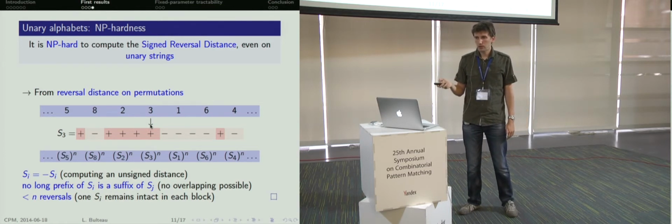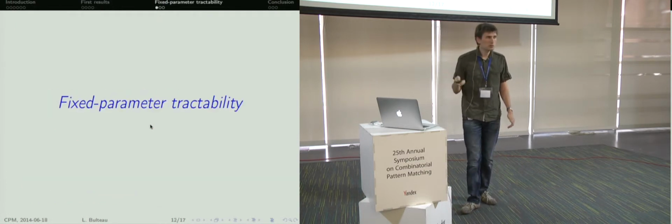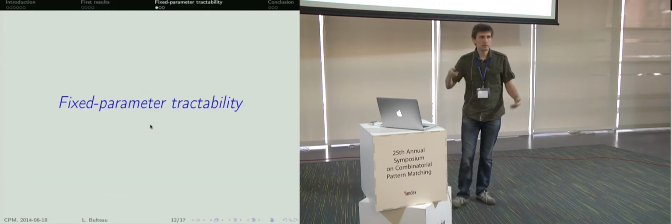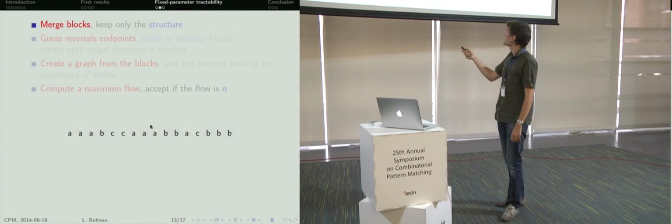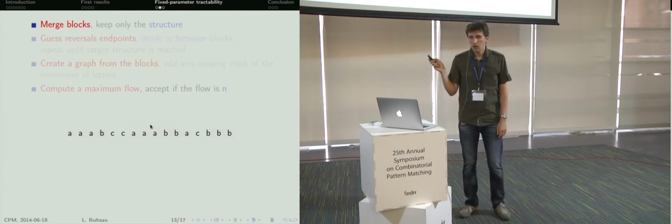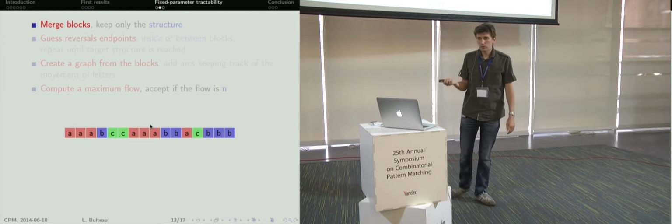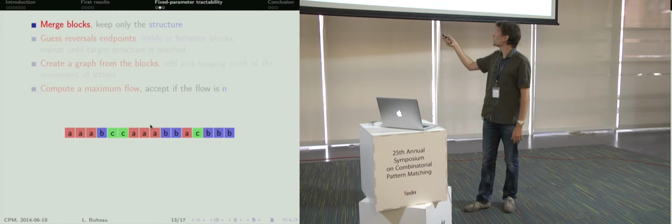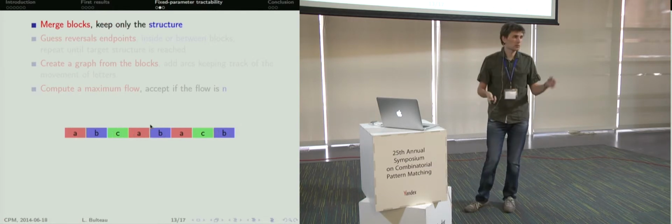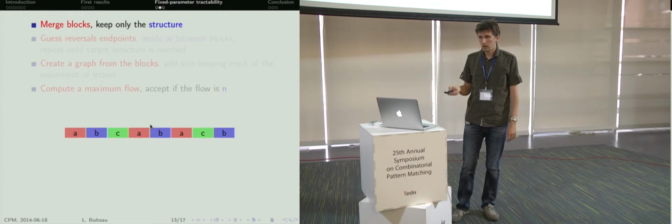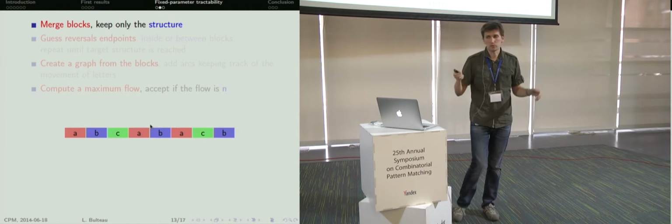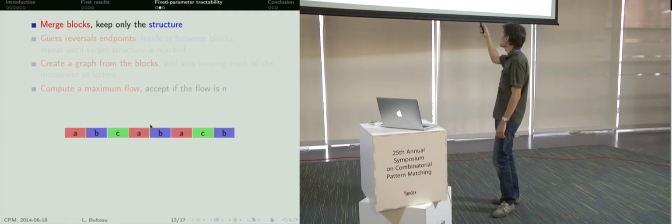Okay, now I'll present the main result of this paper, which is the fixed parameter tractability for the number of blocks. And I'll do this mostly on this example. So the first step is to merge the blocks. First thing, we forget about what are the contents of the blocks. We just remember which letters they contain, but not how many for now. And this is what we call the structure of the string. This sequence ABC, AB, A, CB.